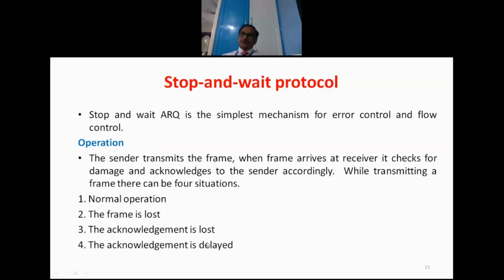The third case, the receiver has received it, the receiver has sent the acknowledgement, but the sender has not received the acknowledgement. What happens? Fourth case, the sender has sent the frame, the receiver has received it, and the receiver has sent the acknowledgement, but the acknowledgement reached the sender after the deadline, that is after the timer expires. Then what happens? These are the different situations. In normal operation, the sender sends the frame, the receiver receives, and the acknowledgement comes before the timer expires. Likewise, we'll see these different situations one after the other.